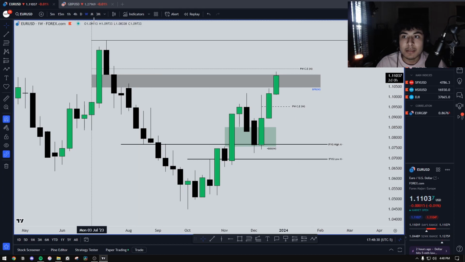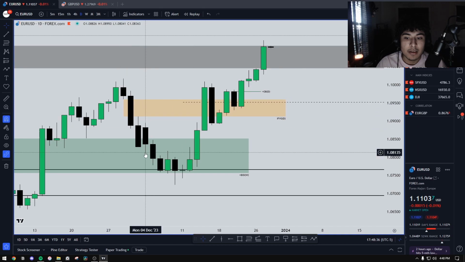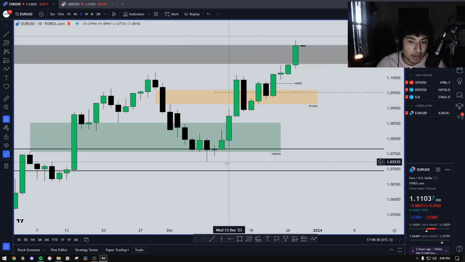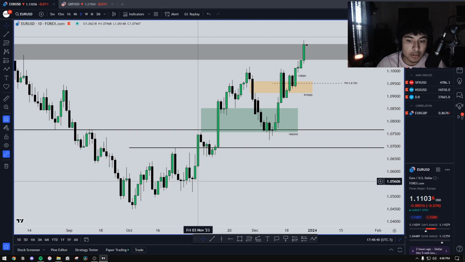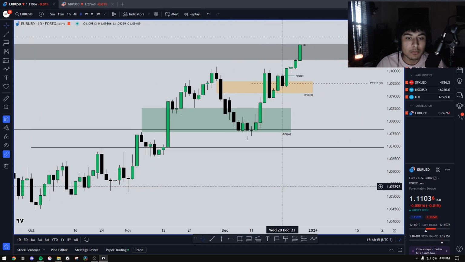But again, here if we drop down to the daily, you're going to see an order block here, inversion fair value gap. Again, just a fractal market maker buy model here that formed while we were inside of a larger market maker buy model on the monthly or the weekly chart. And it just shows how strong price is.